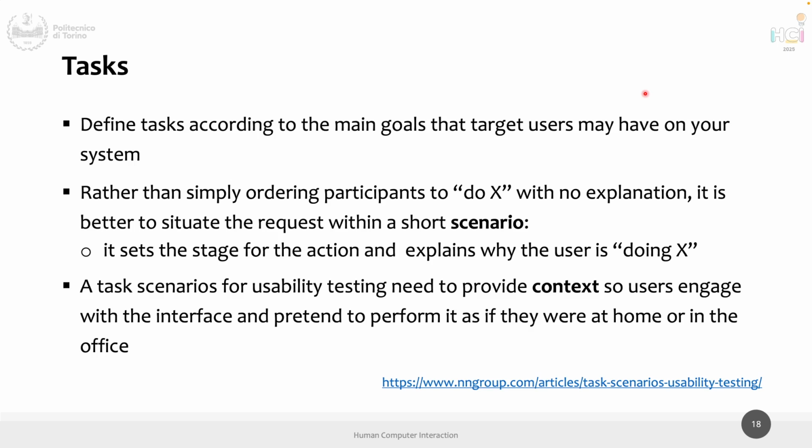So again, in this specific case, as I told you before, a task can be anticipated by a scenario.